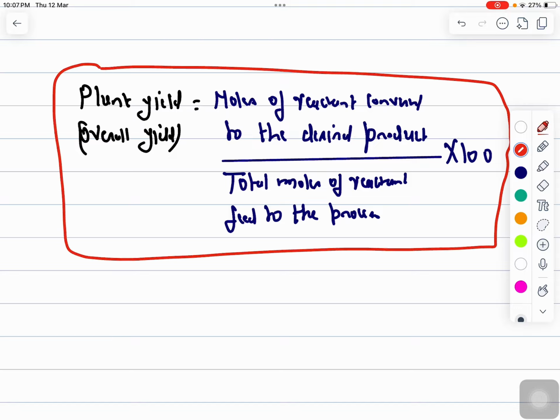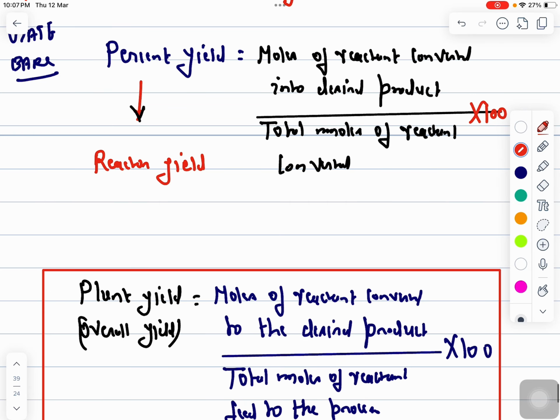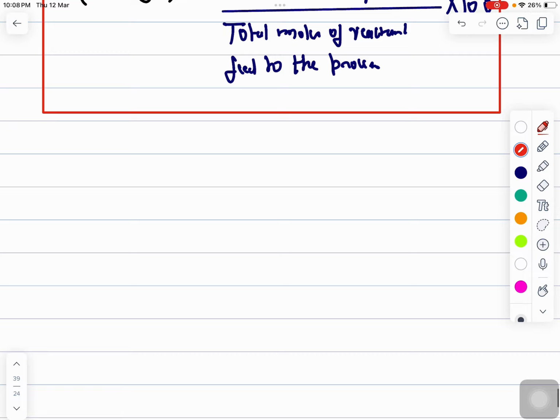So these are the two formulas for yield. That is very important. I'll explain it to you with the help of some examples, so you'll get to know. First I have described the percent yield, that is moles of reactant converted into desired product by total moles of reactant converted, right? And then there is the plant yield, that is moles of reactant converted into desired product by total moles of reactant fed to the process, right? So let's try to understand. You have a reaction, let's say A is getting converted into product B and product C, right?